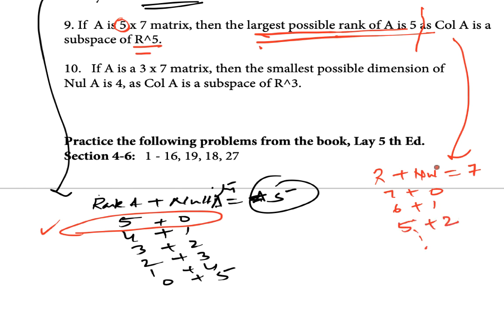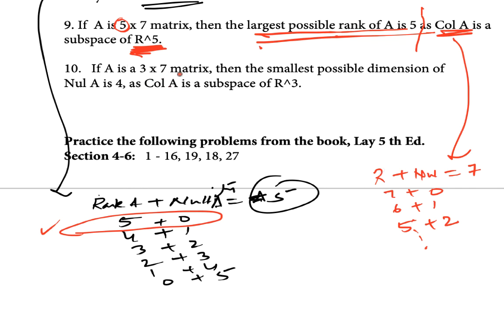But remember that it is a column space. The rank means the dimension of the column space. And the column space is a subspace of R5. So that means it cannot have more than 5 entries. A rank of 7 means it has 7 entries. You cannot have that.